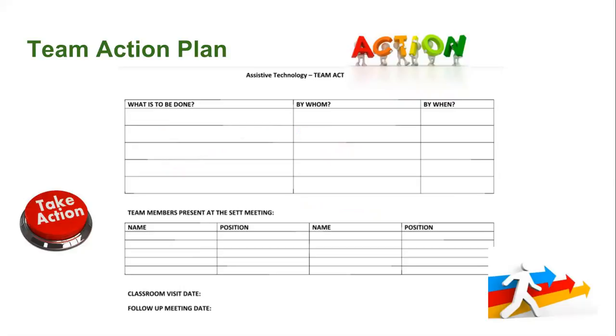Is the teacher the one who's going to get the data collection sheet, or maybe the speech therapist is going to do that? Who's going to acquire the tool? Who's going to make sure everybody's trained? That kind of thing. And by when?